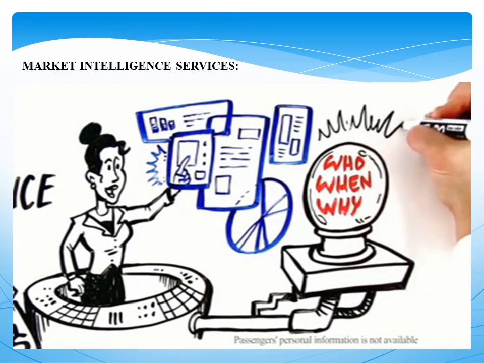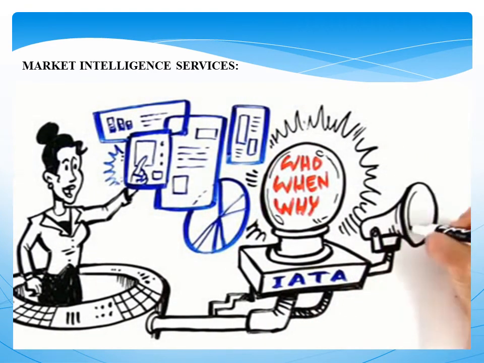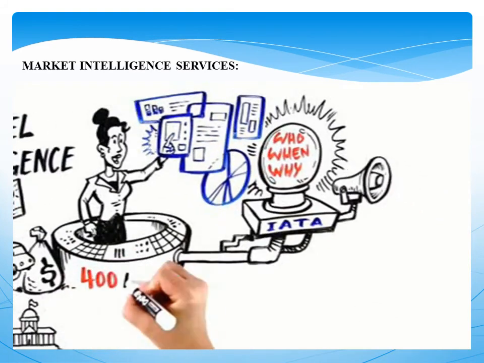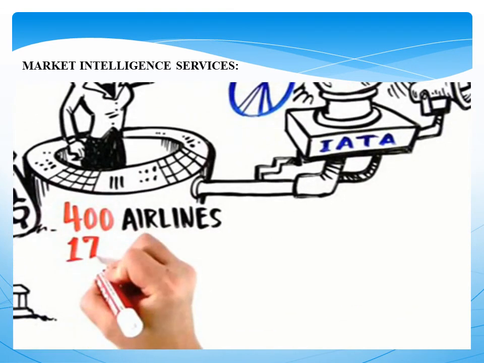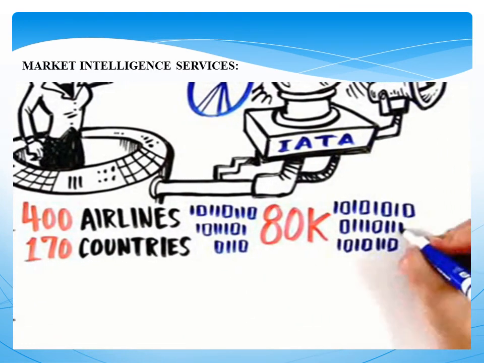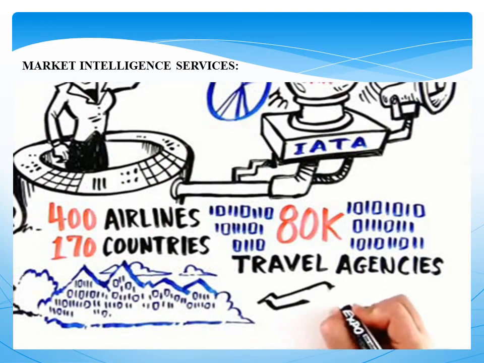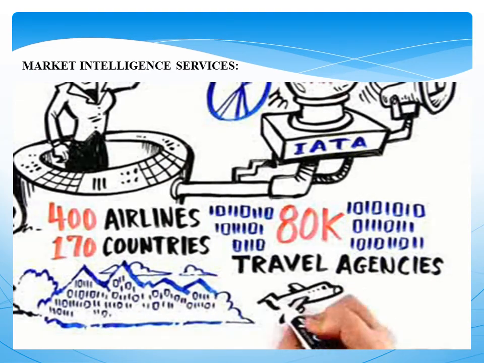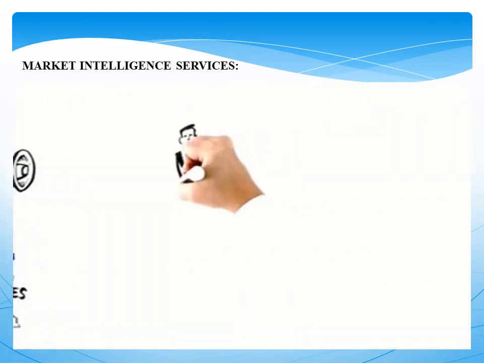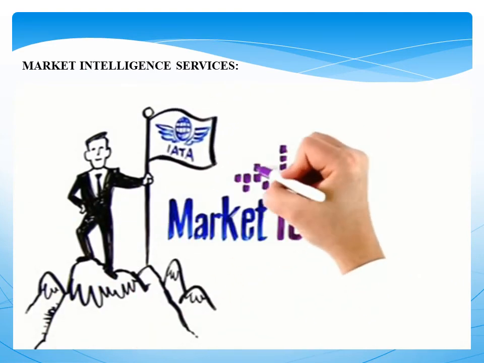This is what we know at IATA. We are the voice of the airline industry because we work with more than 400 airlines servicing 170 countries, with information coming from more than 80,000 travel agencies. We have a mountain of data that makes air travel come to life, helping you make smarter decisions. We are the leader in this area.